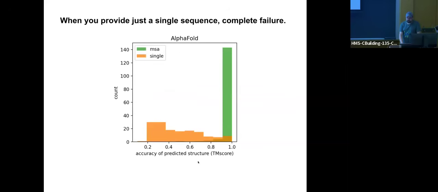The x-axis is TM score, and you can see a lot of proteins get really, really bad in prediction quality as soon as you remove the MSA. So it's definitely really important.